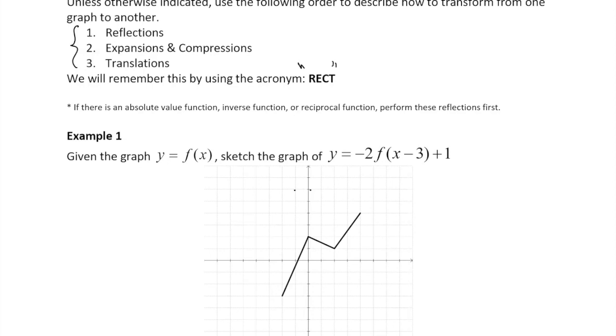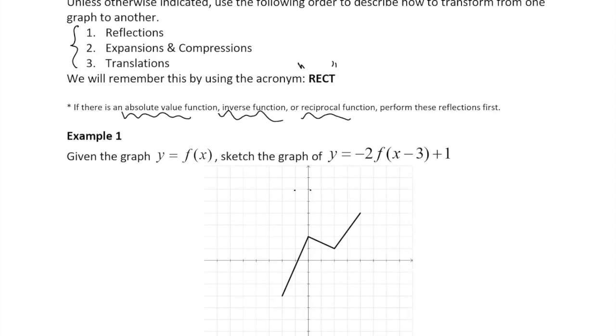So in the same way that when you do an algebraic process, you can get rewarded for part of the process, even if the final solution isn't correct, the same thing can happen with these transformations questions. If you do part of it correct, you'll be rewarded for the process. Now, if there's anything in terms of an absolute value function, inverse function, reciprocal function, anything else, you want to do that operation first before you perform your RECT.